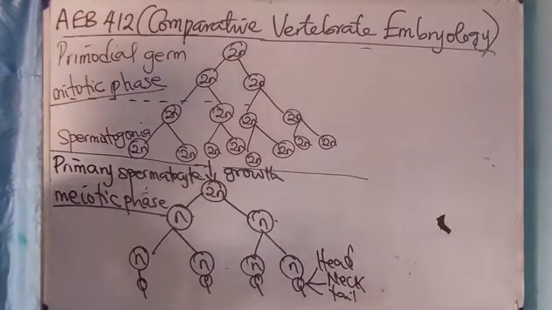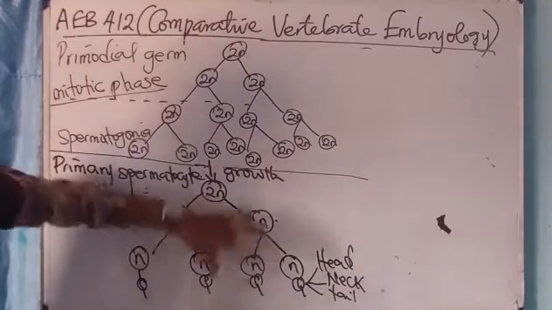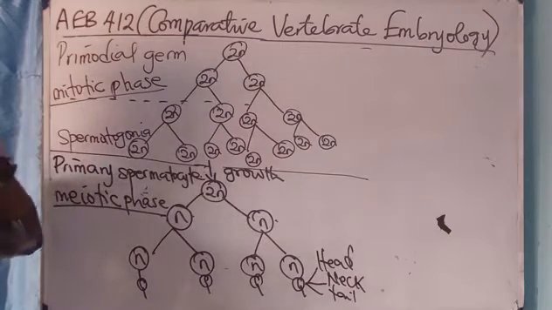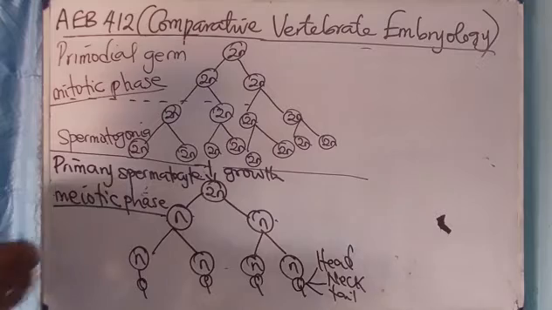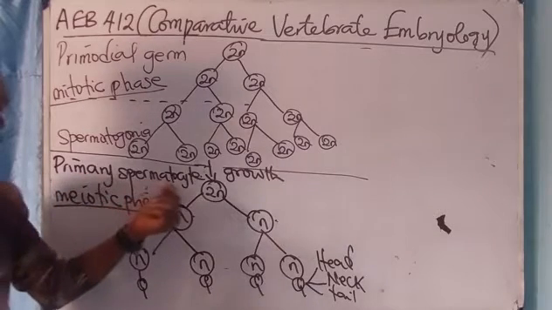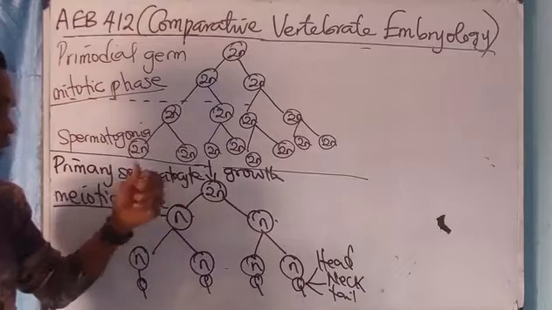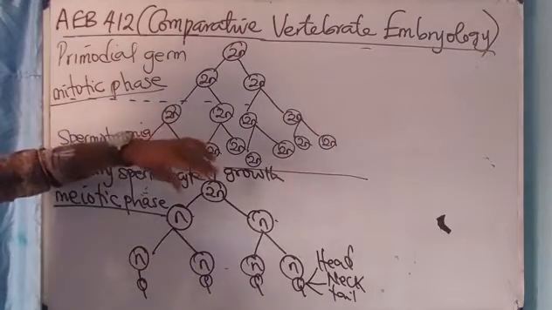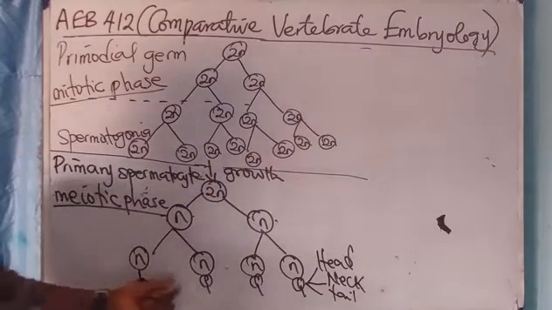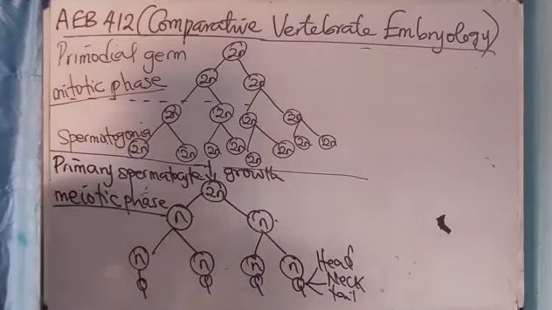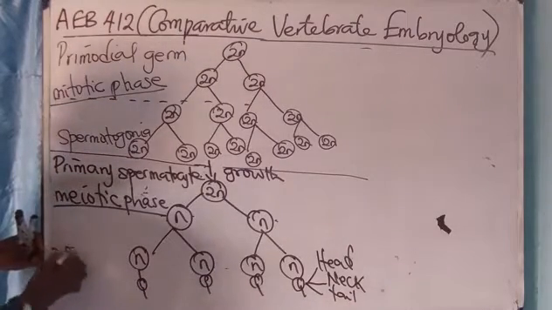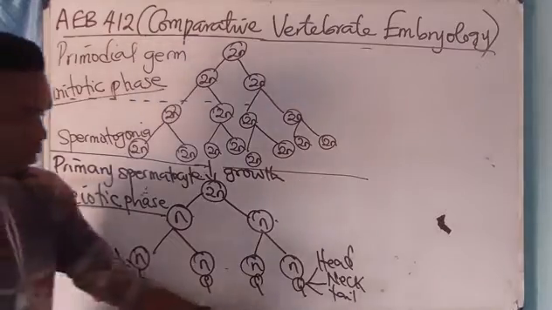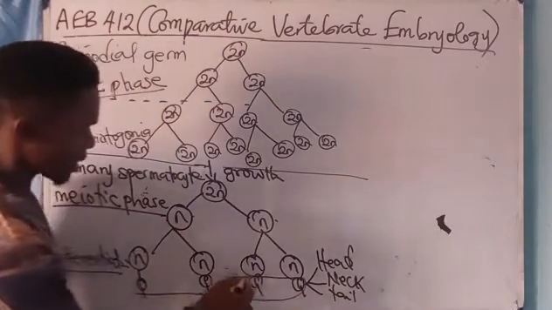Alright, so this is a full illustration of the formation of spermatozoa. The primordial germ cell undergoes mitosis to produce spermatogonia. Spermatogonia increase in size to produce primary spermatocytes. Primary spermatocytes undergo meiotic division to produce secondary spermatocytes and four spermatids. These four spermatids undergo differentiation to produce the spermatozoa.